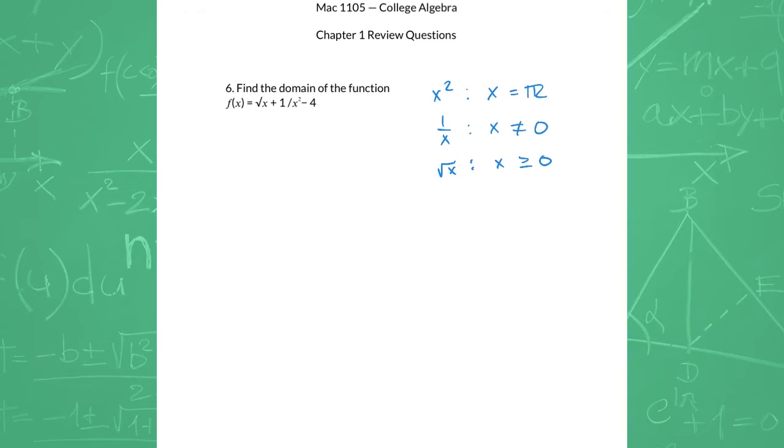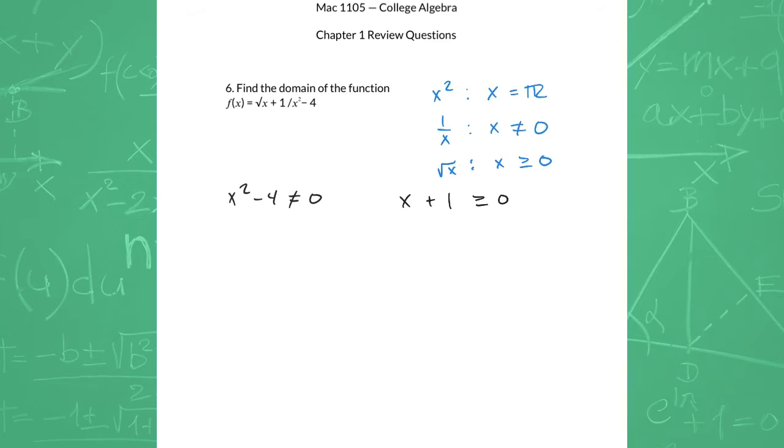Okay, so for our function, we see that it's a rational function. So let's start by noting that the denominator cannot be equal to 0. But we also see that we have a square root in the numerator. So we can state that the radicand of that square root must be greater than or equal to 0. Now to determine our domain, we can solve these expressions for x.